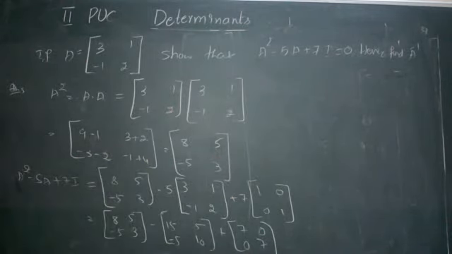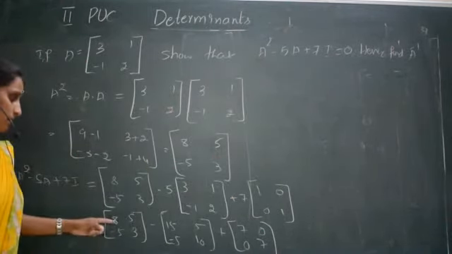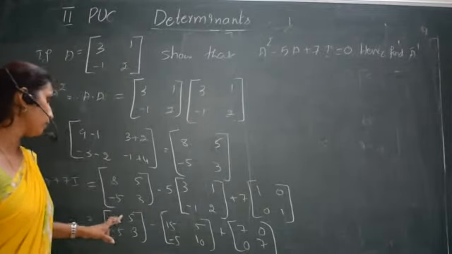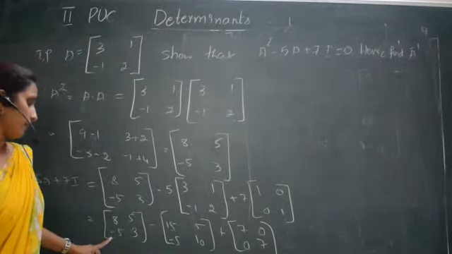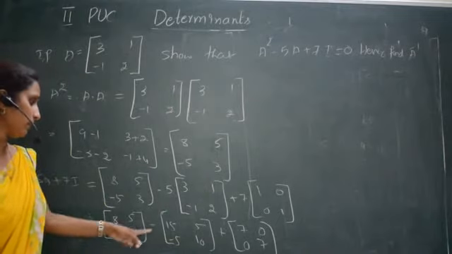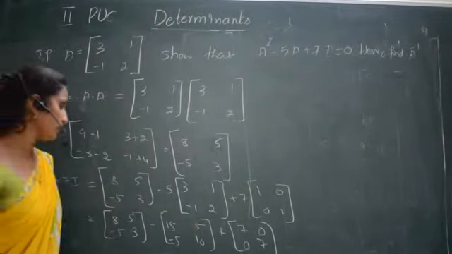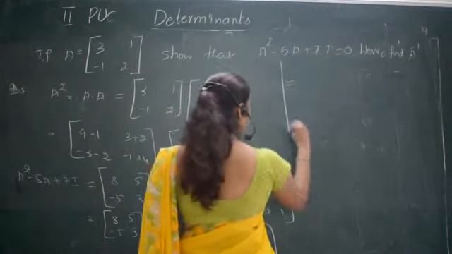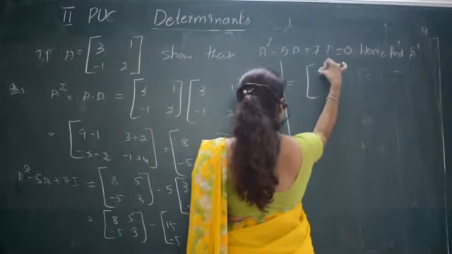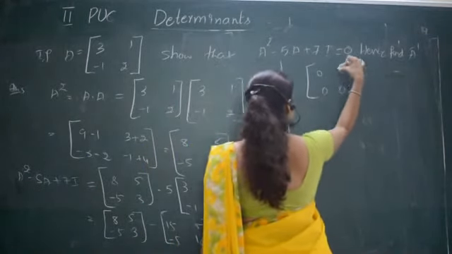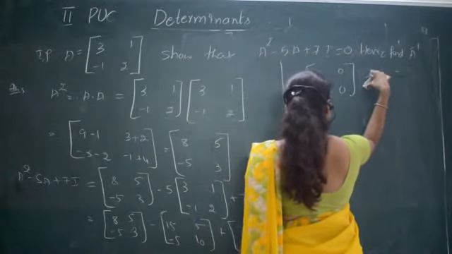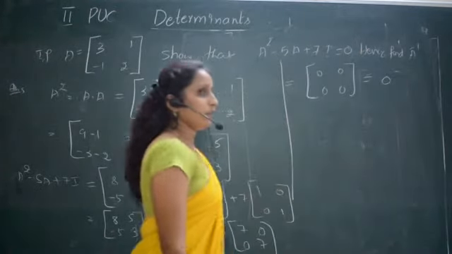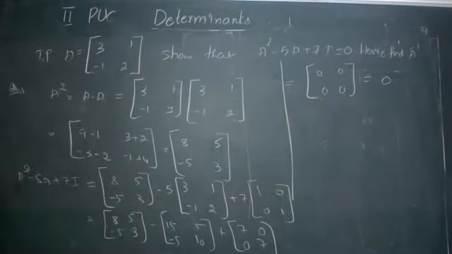So what do we get after all these? 8 plus 7 is 15 minus 15 is 0, 5 minus 5 is 0, minus 5 plus 5 is 0, then 3 plus 7 minus 10 is 0. So we got [0 0; 0 0], that is equal to 0. Now we have this equal to 0, therefore find the value of A inverse.